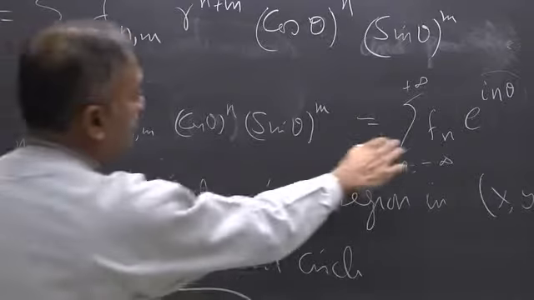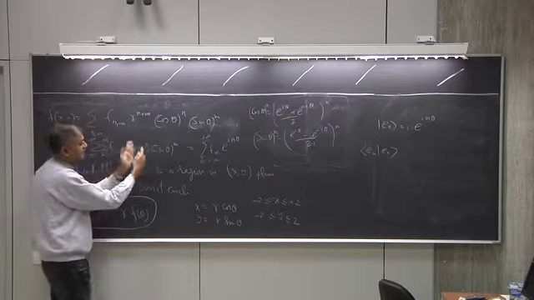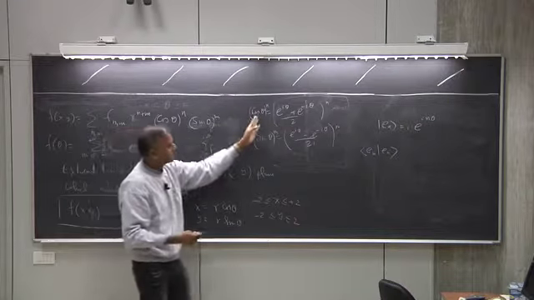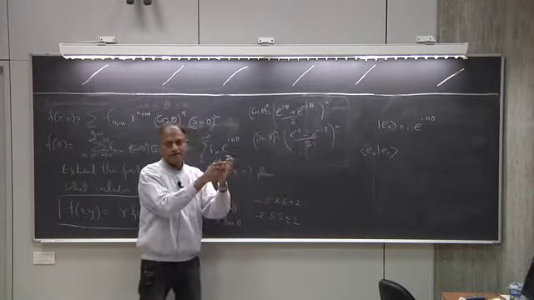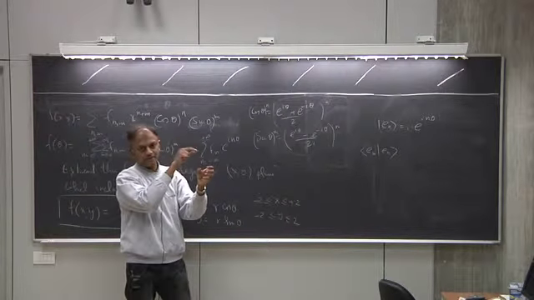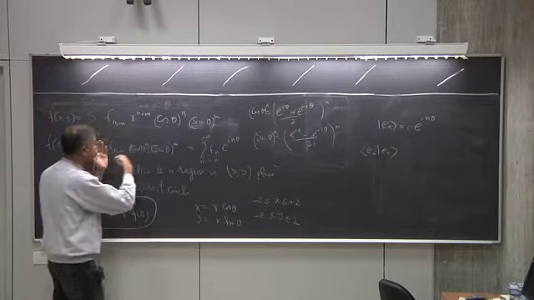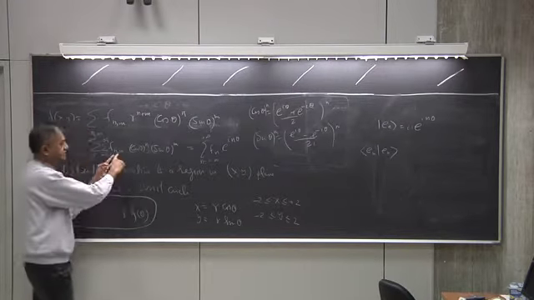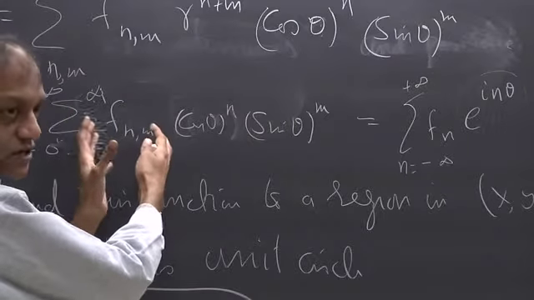And now this here is just a one-index fn because I have rearranged these sums. I have rearranged these terms by expressing cosine theta and sine theta like this, and collecting the coefficient of e to the I n theta. So going from here to here, I have rearranged this sum. So these fn's are not the same as f n m. There are some complicated combinations of f n m.